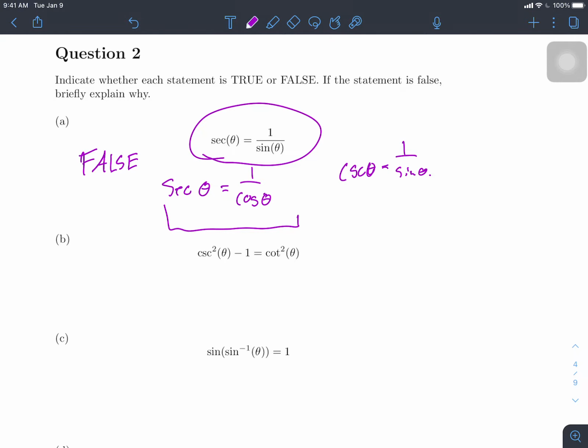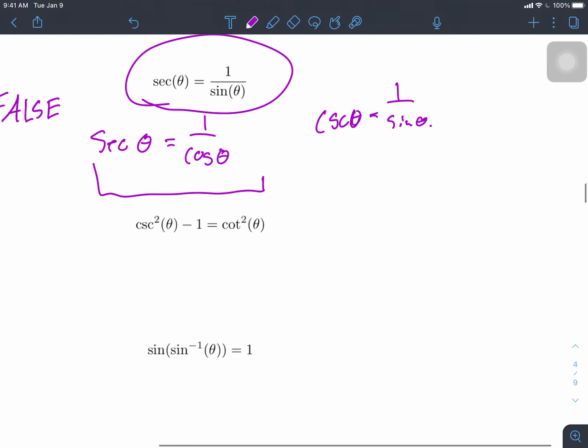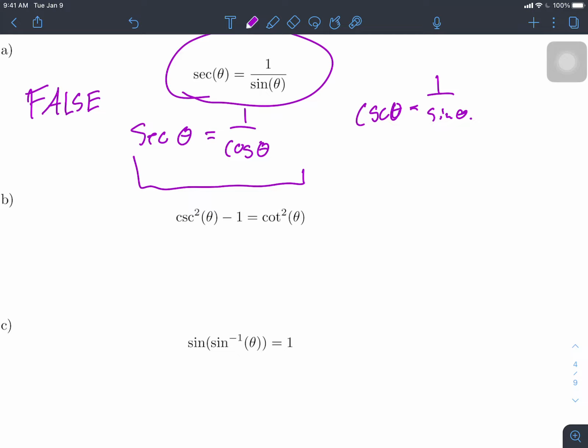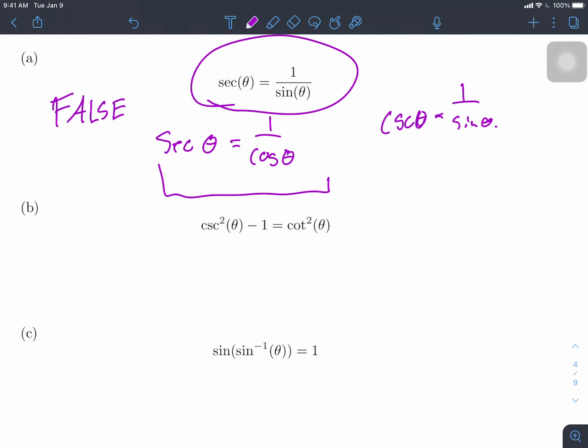Okay, so the next one looks like some kind of identity here. So cosecant squared theta minus 1 is equal to cotangent squared of theta. This might be one of the Pythagorean identities. I don't really remember, so I'm going to rearrange it until it looks like something that's familiar to me. This says 1 over sine squared theta minus 1 is equal to, then the right hand side, cotangent squared theta is cosine squared theta divided by sine squared theta.